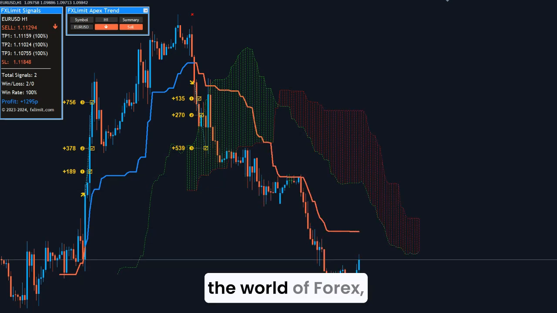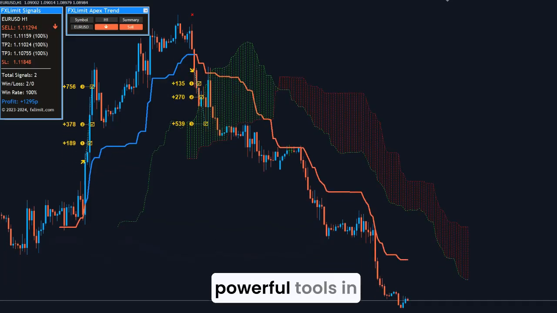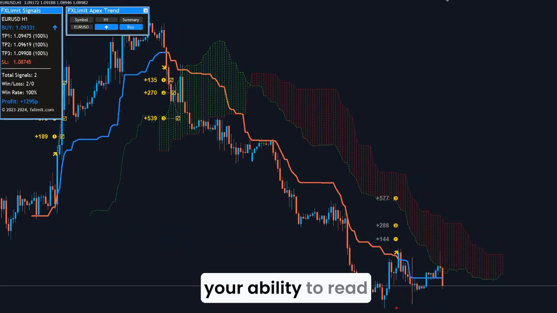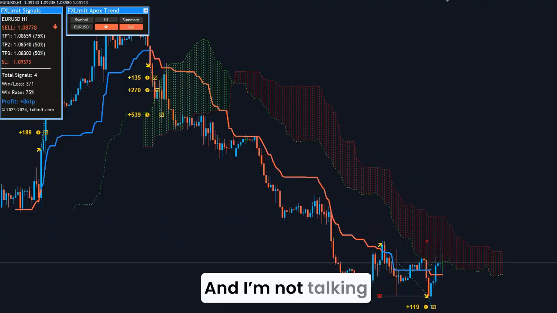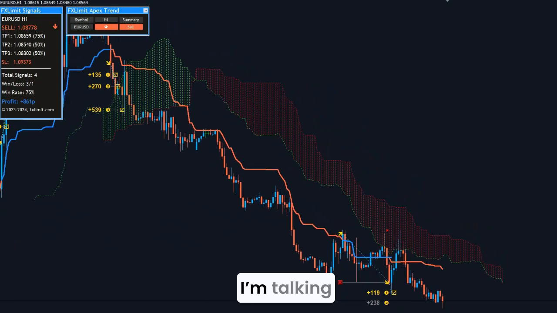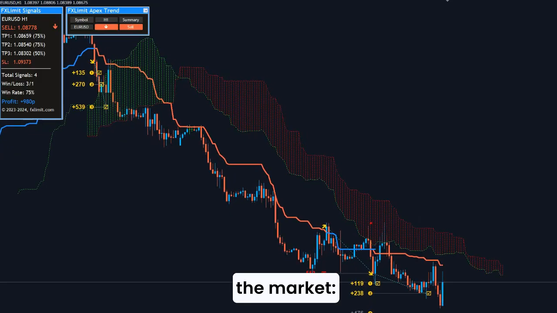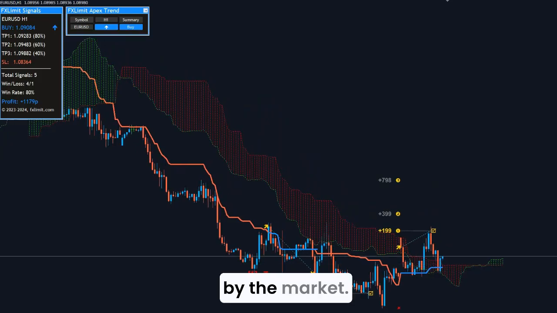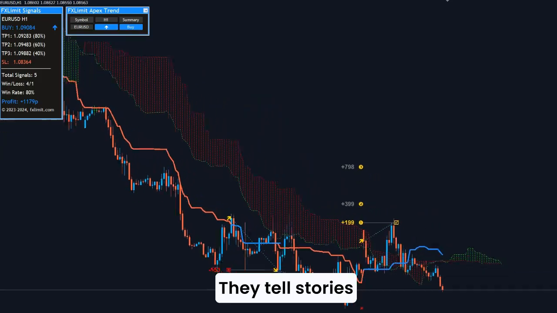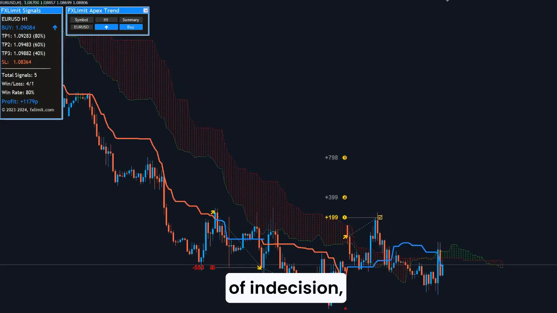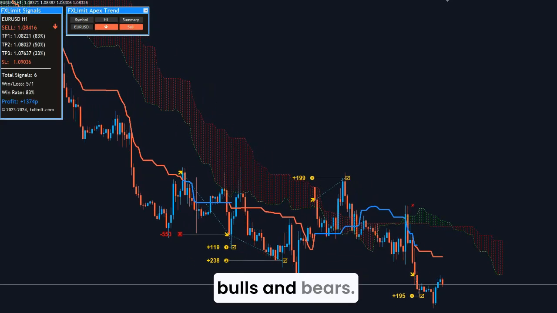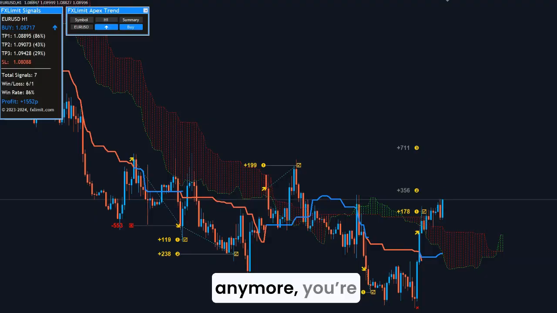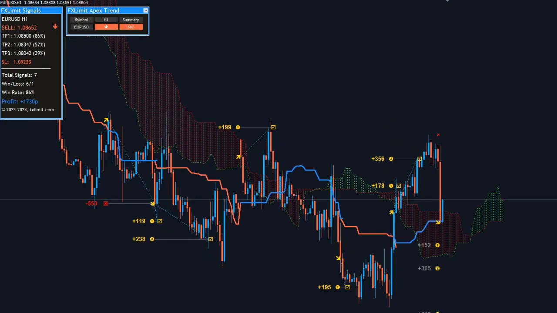If you're diving into the world of Forex, one of the most powerful tools in your arsenal isn't just indicators or expert advisors, it's your ability to read the chart. And I'm not talking about just lines and candles, I'm talking about the real language of the market, chart patterns. Chart patterns are like footprints left by the market. They tell stories of pressure, of indecision, of dominance between bulls and bears. And if you can learn to read those stories, you're not just guessing anymore, you're forecasting.